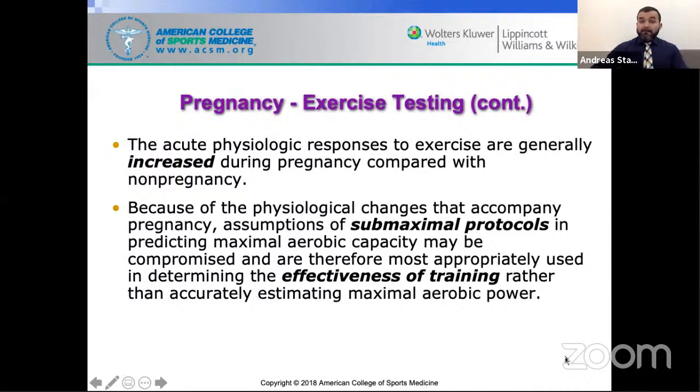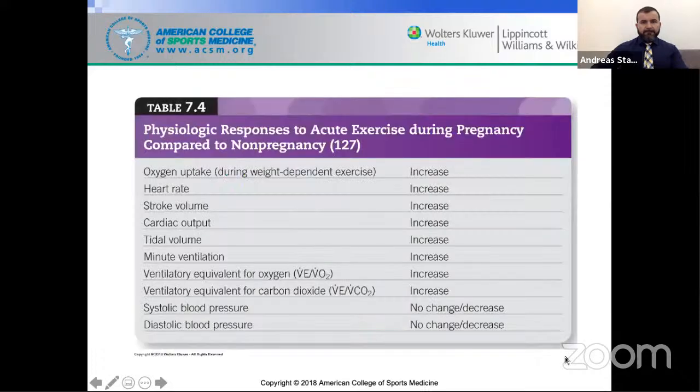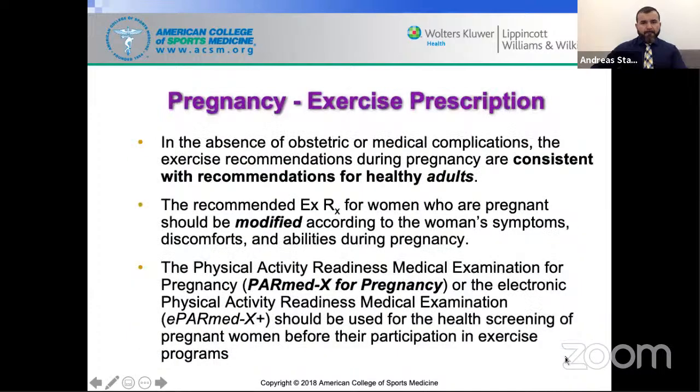Generally increase the acute responses right after the exercise, right? Nothing really fancy here. There's some physiological response we should know and expect. So we know what to do. Consistent with recommendations, the recommendations for healthy pregnant women are the same for healthy adults. They may be a little bit modified based on the trimester and kind of discomforts and all this.